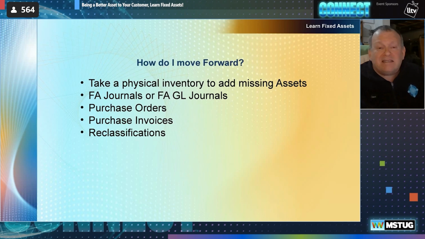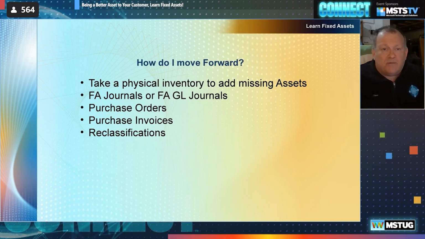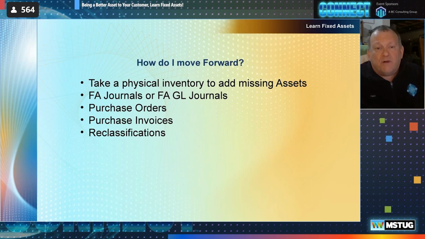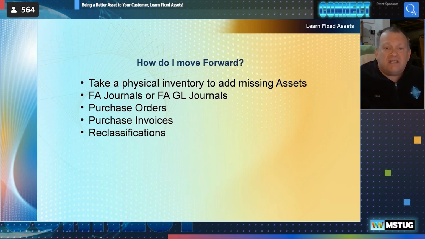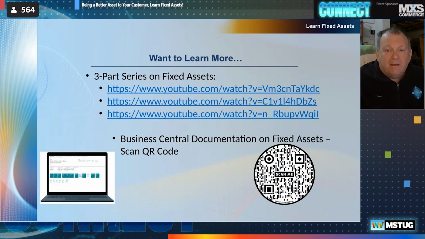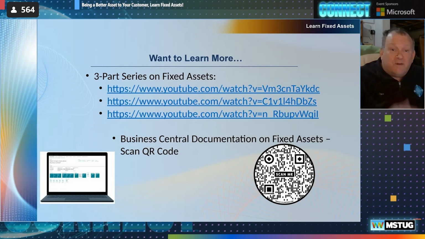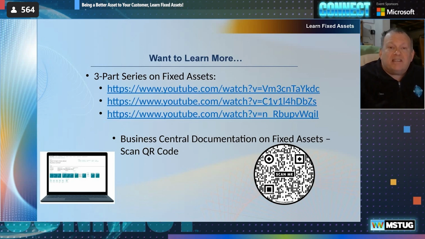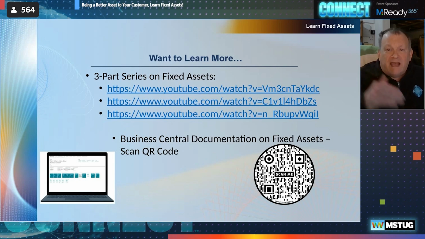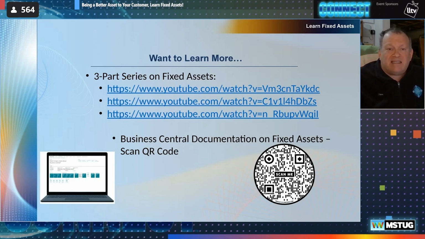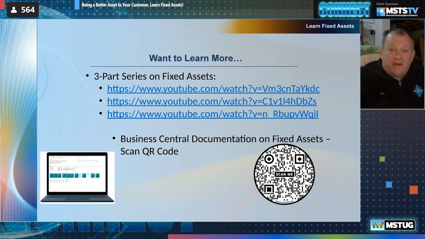Again, practice in a sandbox. Let's bring some assets in using purchase orders. Let's bring some assets in using purchase invoices, and so on and so forth. And if you do make an error, you can reclass assets between various classifications if you have to. Now, let's do some tools. I want to learn more. If you follow these YouTubes, I did a 3-part series on fixed assets. I broke it down into a very slow, almost 3-hour program where you can learn fixed assets in its entirety. Second, that QR code.